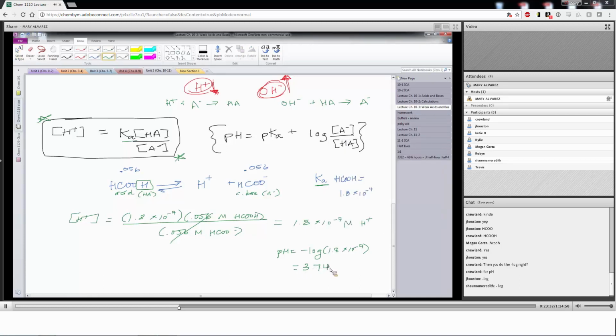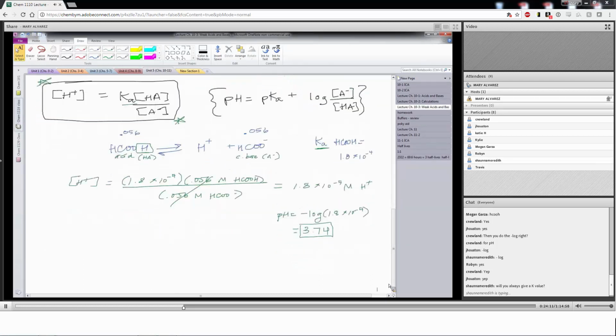So this is a weak acid, but it's still on the acidic side of the pH scale. I mean, it's still measurably acidic. It's a wide range here. Everybody follow me to that point? Excellent. Great question, Sana. I will either give you a K value, or I will give you all of the other pieces and ask you to calculate the K value. One or the other. But you'll always have either the K value or the concentration units to determine it.